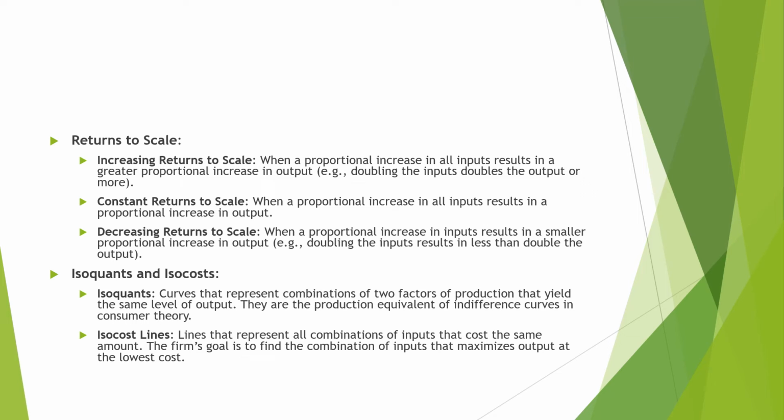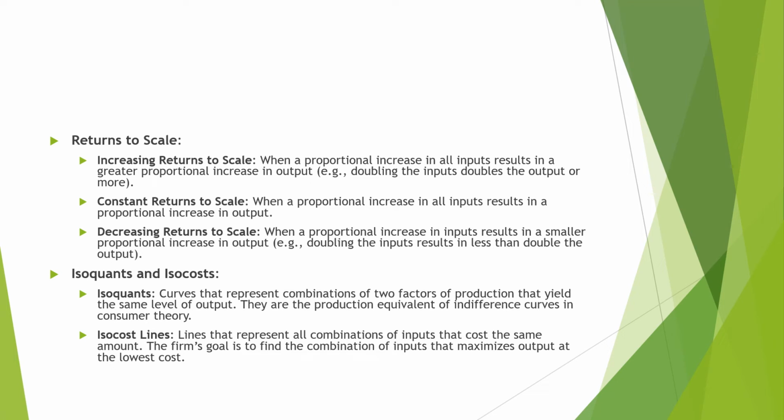Decreasing returns to scale: when a proportional increase in input results in a smaller proportional increase in output. Doubling the input results in less than doubling the output. We call it decreasing return to scale.